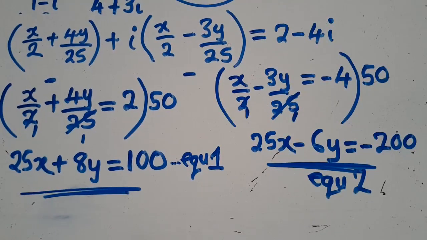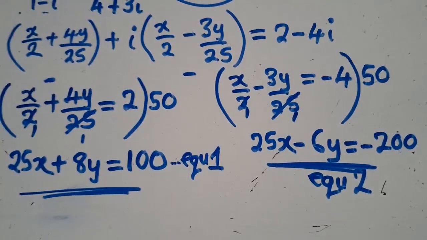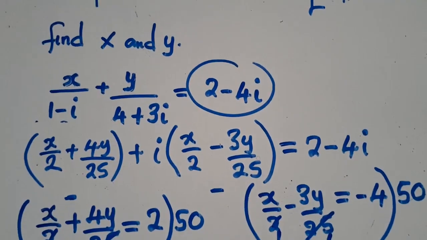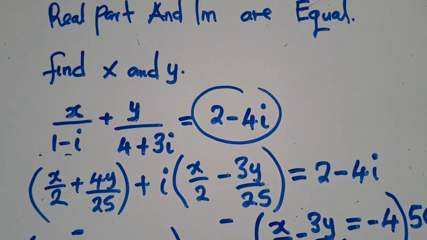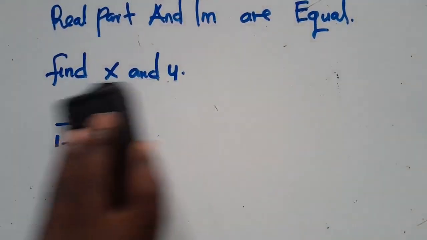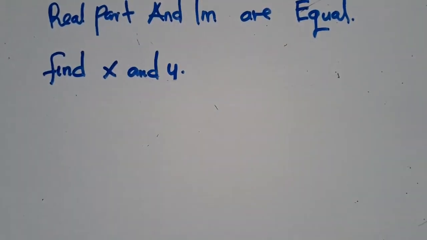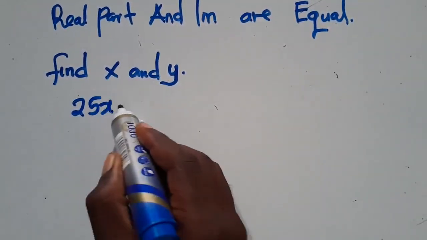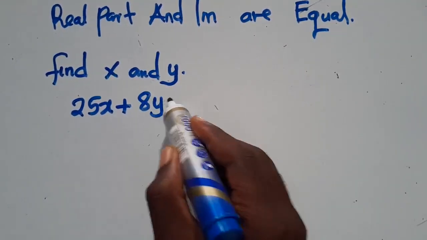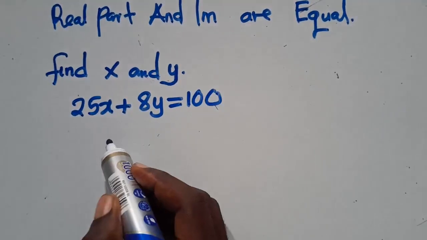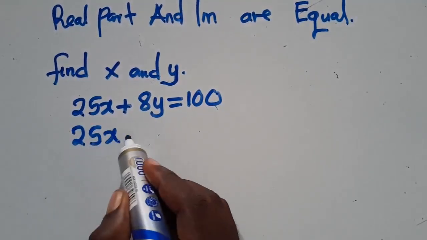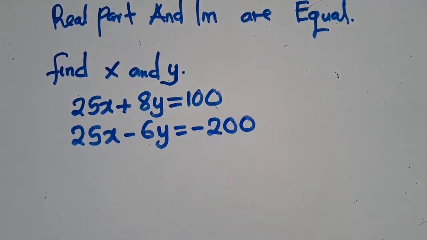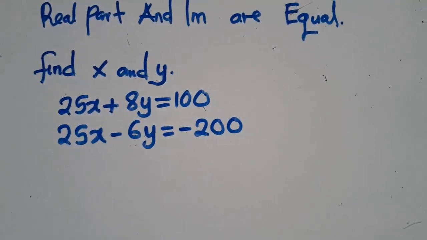So how can we solve this? I believe each and every person knows how to solve a simultaneous equation. Because of time, I can't be teaching you how to solve simultaneous equations. So we've got 25x plus 8y, which is equal to 100. We also have 25x minus 6y, which is equal to negative 200. How can you solve this simultaneous equation?